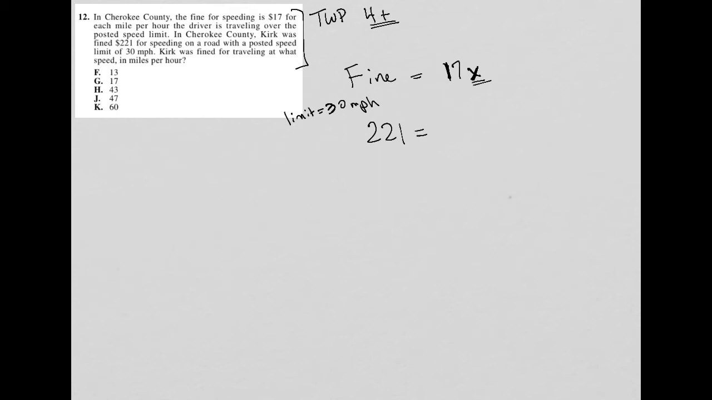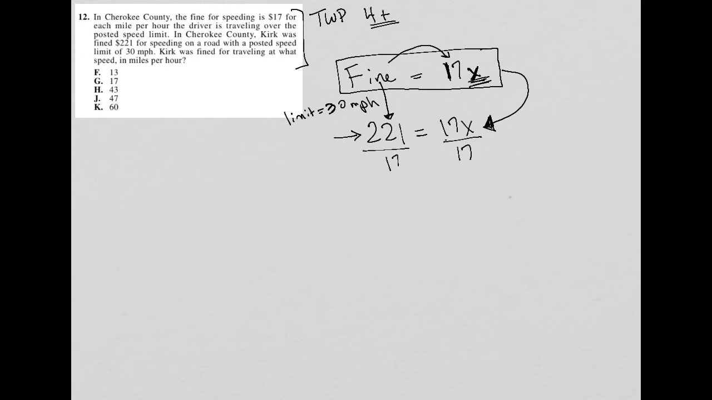Well, if 221 is equal to 17x, right? Again, I'm just using my translation of the first sentence to inform how I solve this question. So if the fine is equal to 17 times x, where x is the number of miles above the speed limit you are, and I'm told in the next sentence that the fine is 221, then I'm just replacing fine with 221. So to solve this, I'm going to divide by 17 on both sides, go to my calculator and see what is 221 divided by 17. I get 13, so I get 13 equals x.